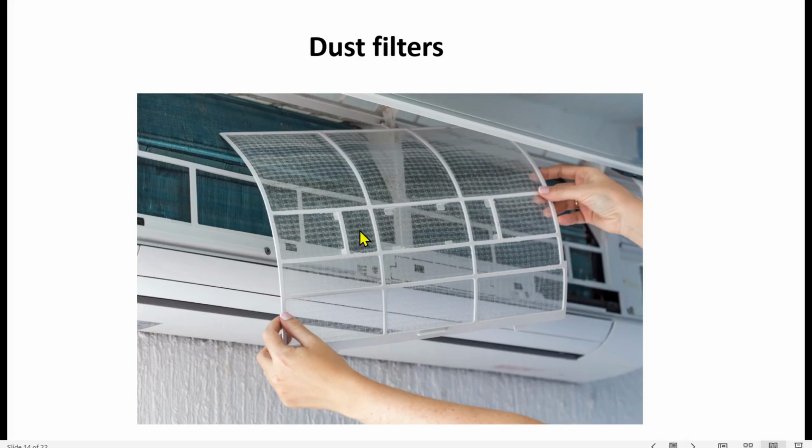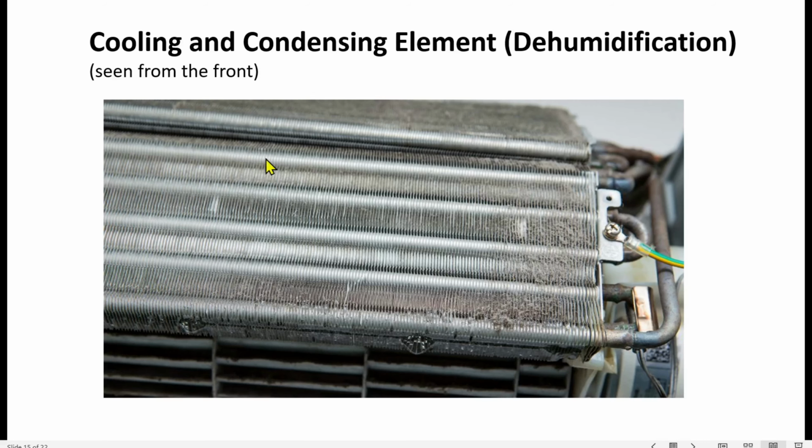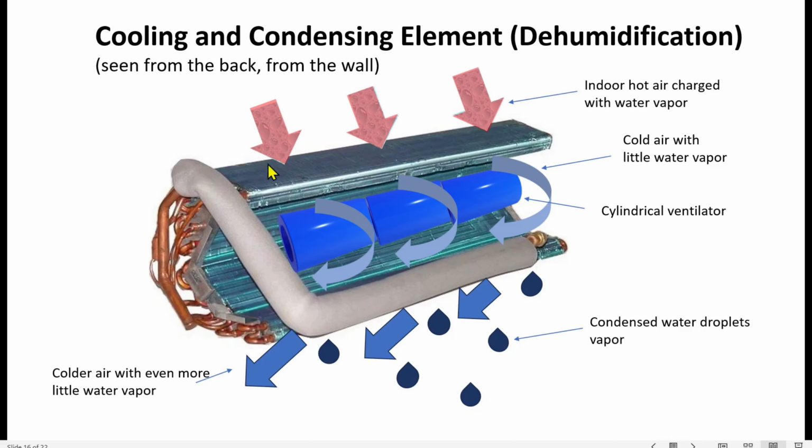Let's see in more detail the components of the interior unit. We have dust filters, and we have the cooling and condensing element seen from the front. Also we see the same element from the back, from the wall. Let's see now again what's happening on it. So indoor hot air charged with water vapor enters at the top of this element.